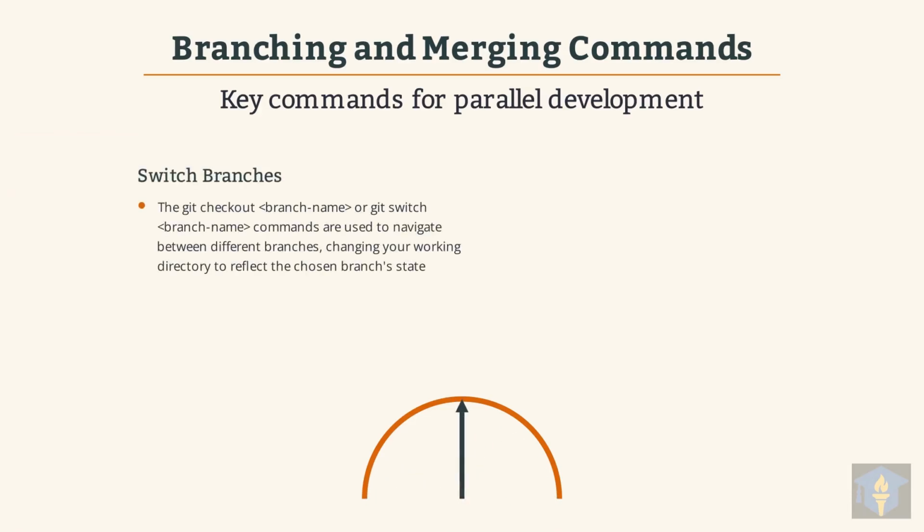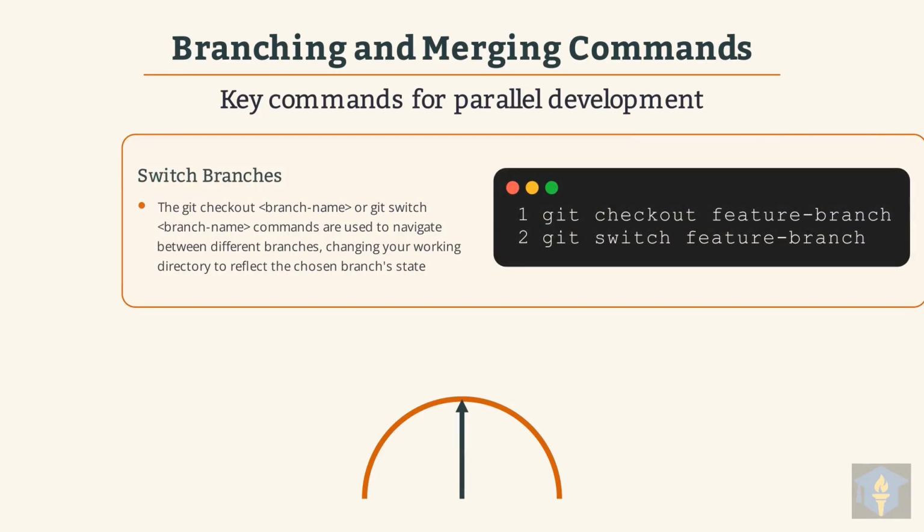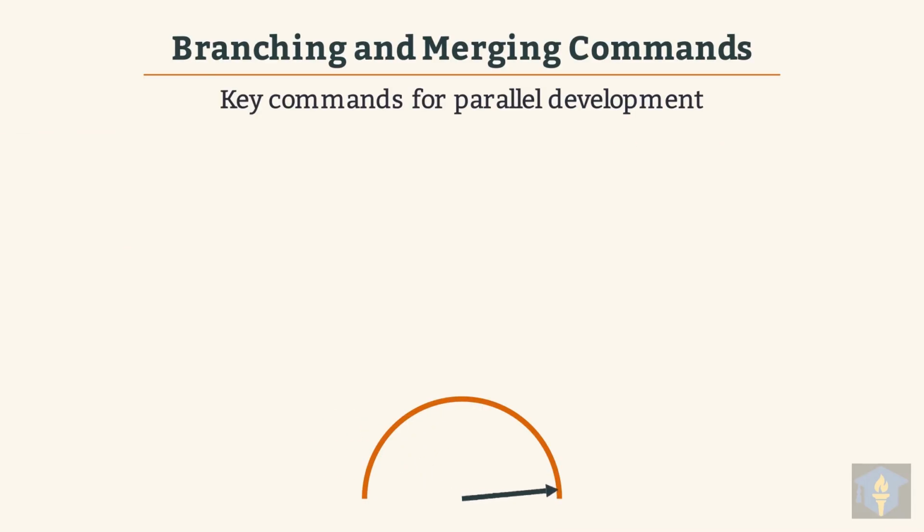Once created, you'll need to switch between different branches to work on specific features or fixes. The git checkout branch-name or git switch branch-name commands let you navigate branches, updating your working directory's state. You can switch with git checkout feature-branch or the newer, often preferred, git switch feature-branch.